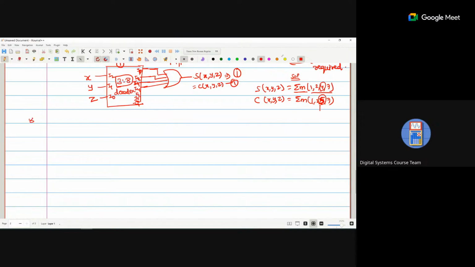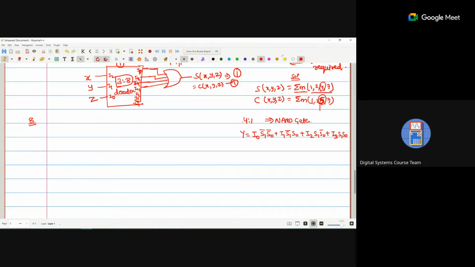Now question number 8, I think. We have to implement a 4 cross 1 mux using NAND gates. So first of all, I write the equation. Y is I naught S1 bar S naught bar plus I1 S1 bar S naught plus I2 S1 S naught bar plus I3 S1 S naught. We have to implement this.